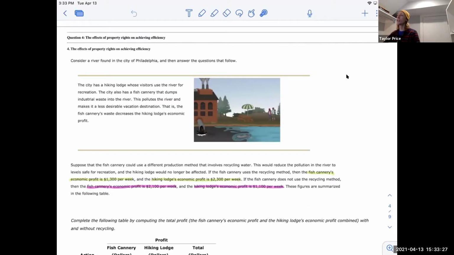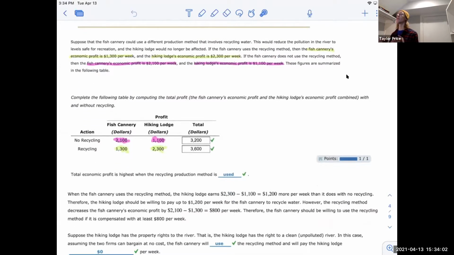Okay, so another question I had, I believe this was from the chapter 10 post-lecture quiz. It was about a specific application of the Coase theorem. In this example, there is a hiking lodge where visitors try to use the river for recreation. There's also a fish cannery that dumps industrial waste into the river. This pollutes the river and makes it less desirable for people to come visit. Similar to the prior question, I tried to highlight the important pieces that you should take away from this question.